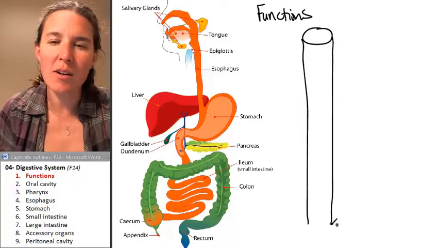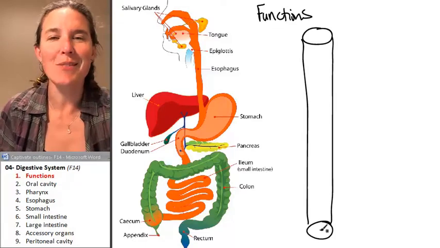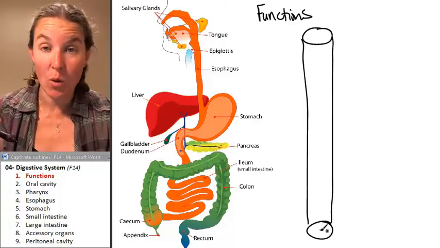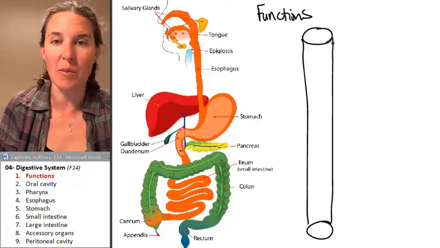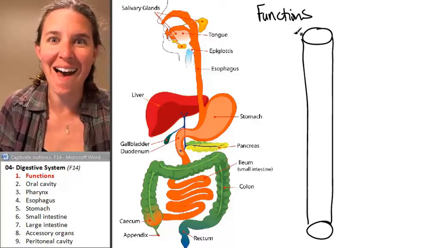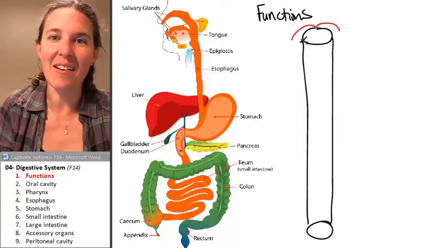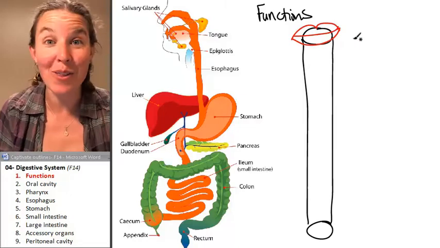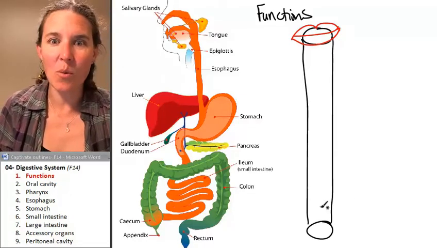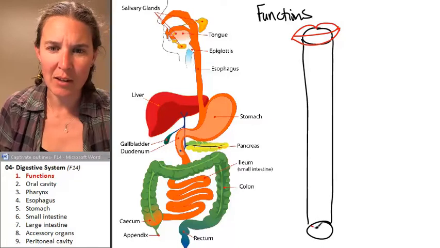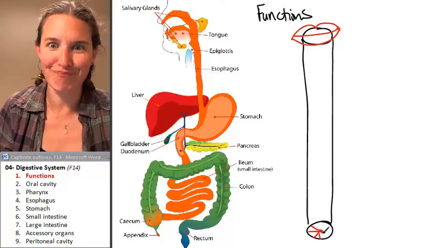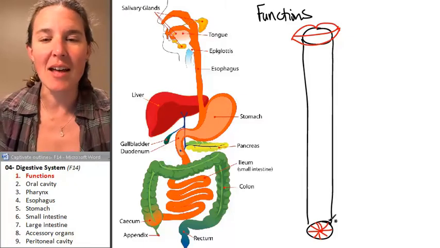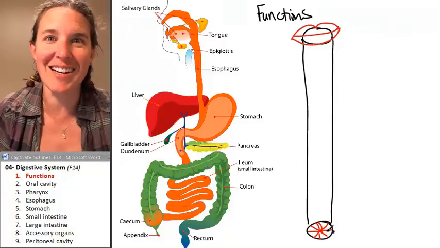Does this look familiar? You know it does. We drew this body when we were talking about epithelial tissue. Remember that? And remember how I had a smiling, happy mouth. And what is this? I'm going to make it look like a sphincter. That's your anus. This is your digestive tube.